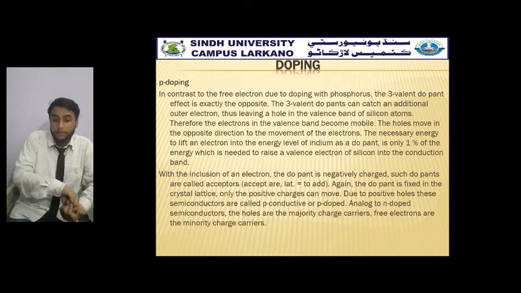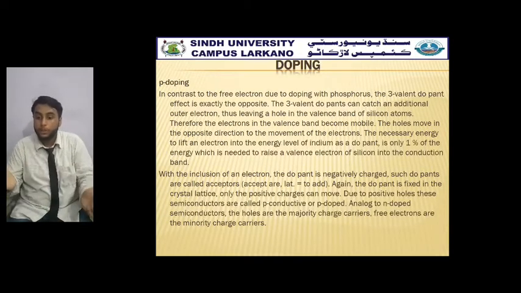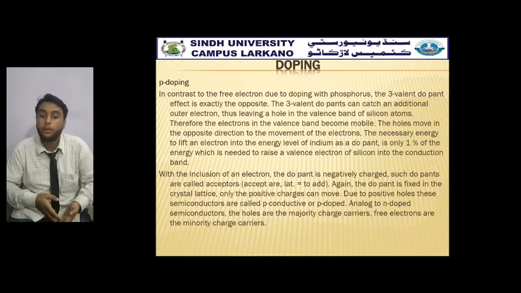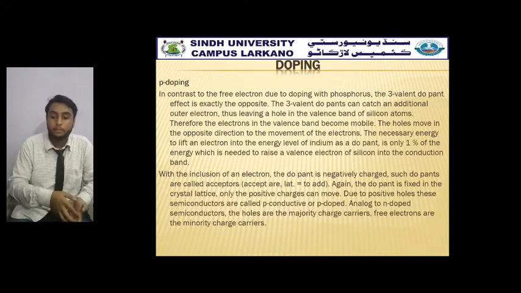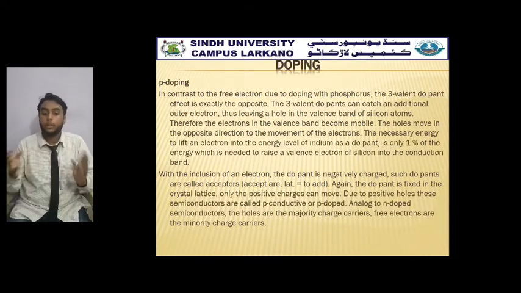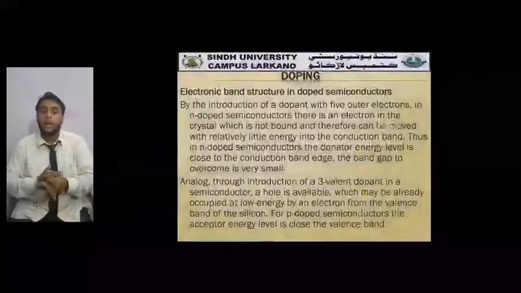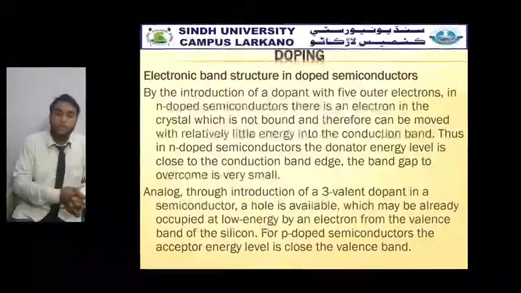Again, the dopant is fixed in the crystal lattice. Only the positive charge can move, due to positive holes. These semiconductors are called p-conductive or p-doped. Now, compared to the n-doped semiconductor, the holes are the majority charge carriers and the electrons the minority charge carriers. The electron band structure in the doped semiconductor is as follows.